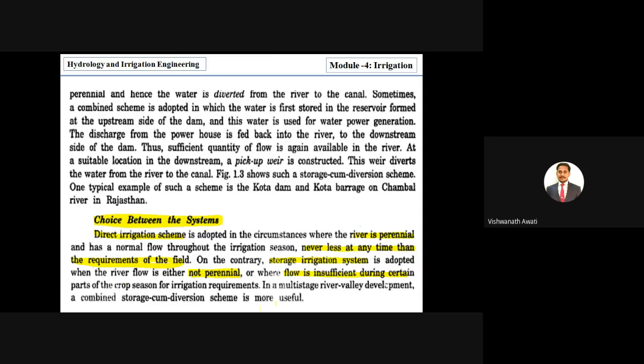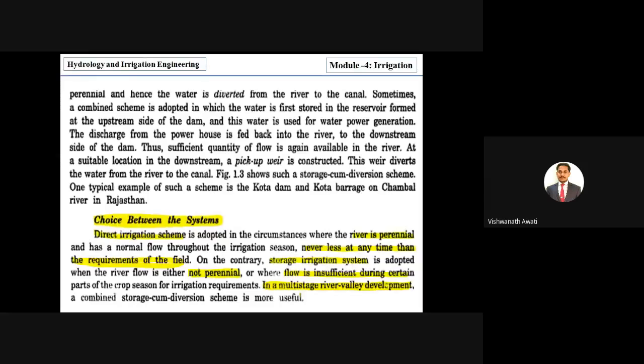Next we'll go for multi-purpose river valley development, multi-purpose dams, right? You can see multi-purpose infrastructures. In multi-stage river valley development, a combined storage cum diversion scheme is more useful. For example, a dam is constructed to generate hydropower, and the dam is used for irrigation as well as water supply as well as hydroelectric power generation. So then this combined system will be adopted, right?